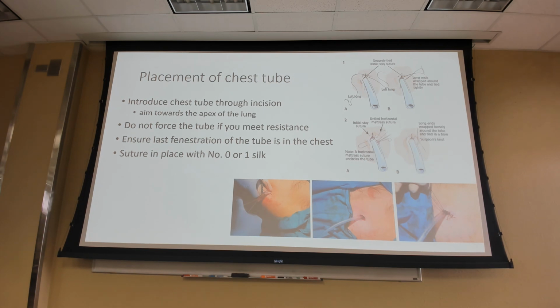There are going to be holes in that chest tube. That's what fenestrations are. We're going to make sure it's all the way inside the thoracic cavity, the pleural cavity, or else that chest tube's not going to work, and you're going to have a persistent air leak, and you're really not going to do any good with it.